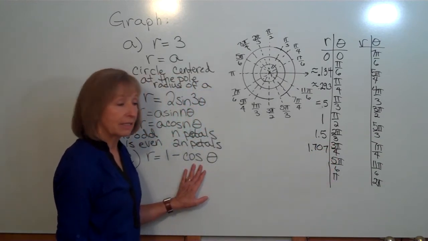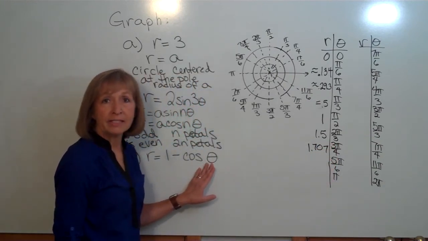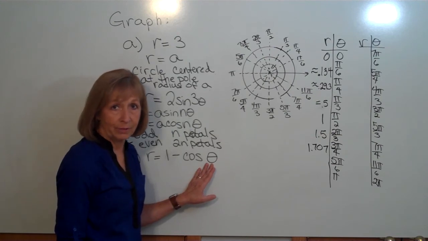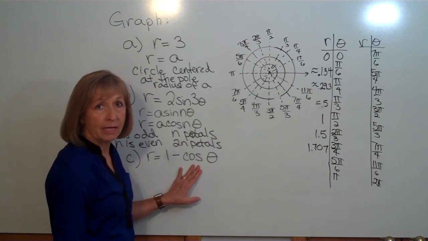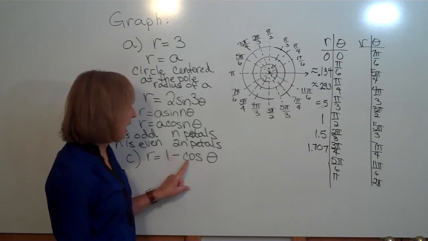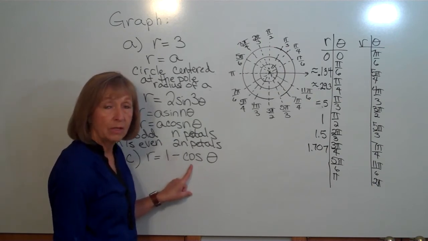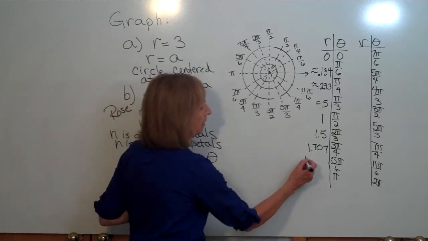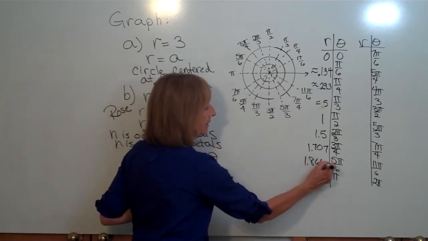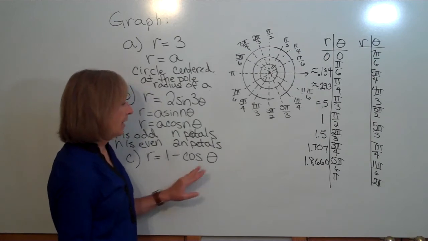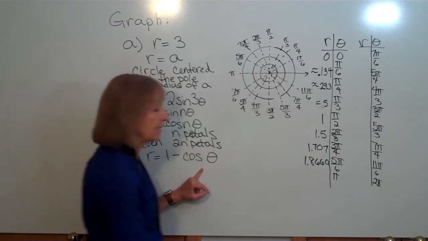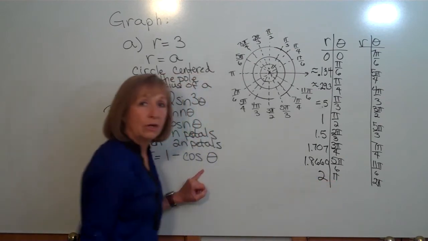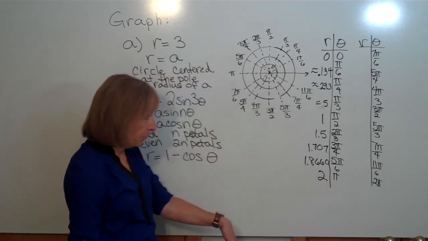At 5 pi over 6, the cosine of 5 pi over 6 is negative the square root of 3 over 2. So that's a negative 0.8660, and I'm going to go 1 subtract negative 0.8660. So that's a plus, so that's 1.8660. And then pi. The cosine of pi is negative 1. 1 subtract negative 1 is 2. So I'm going to go again and just fill out the rest.